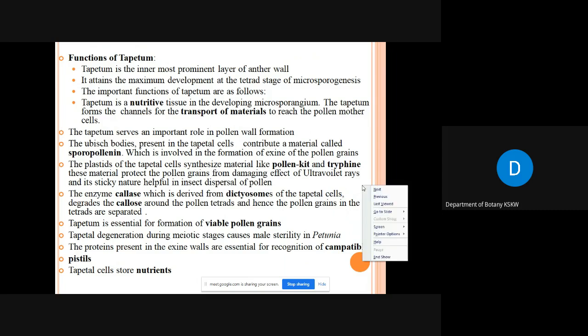The proteins present in the exine wall are essential for the recognition of compatible pistils. When pollination happens, any pollen grain that falls on the stigma will not necessarily germinate. So if it is compatible, then it will germinate. This compatibility is determined by the proteins present in the exine wall. And who helps to form the exine wall? The tapetum. So who determines compatibility indirectly? That is the tapetal cells.